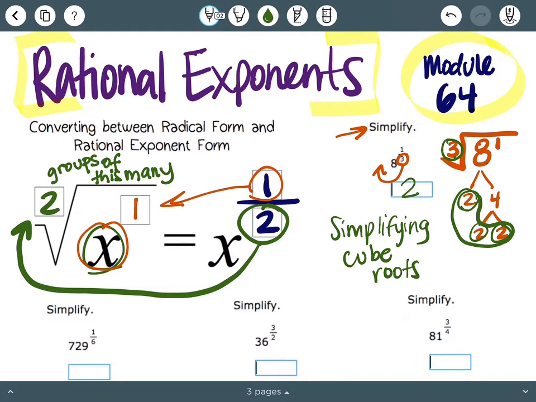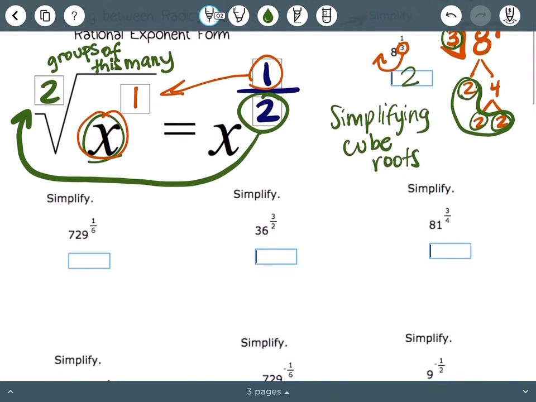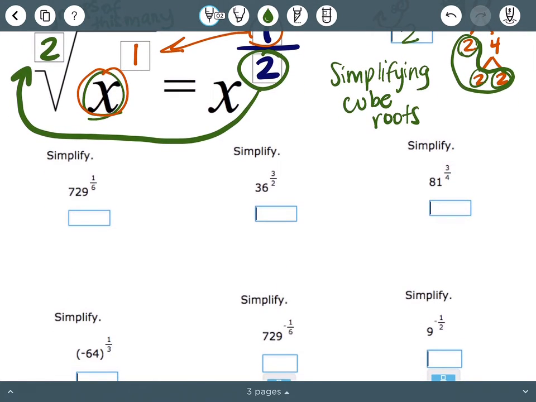So we're going to keep looking at different versions of this, but generally the same thing. So here I'm going to convert it out of exponent form and into radical form. So I'm going to take that 6, I'm going to pull it out in front. So I'm going to have the 6th root of 729, which is to the power of 1. Right, so I need to simplify 729.